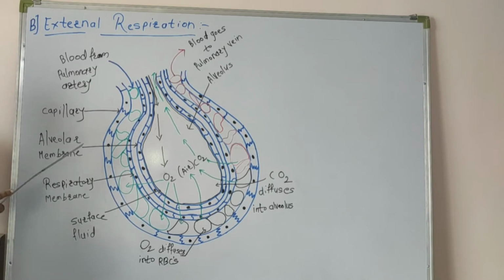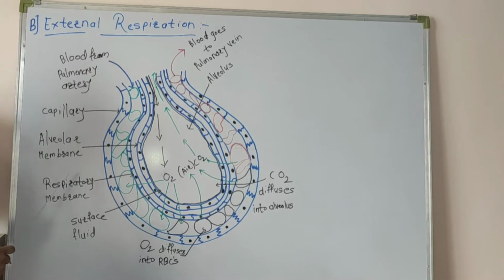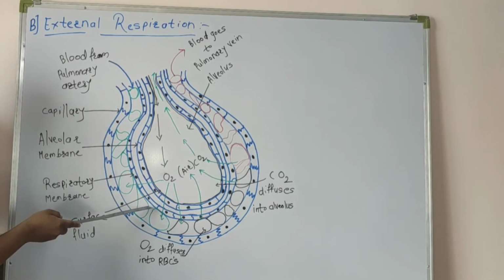The important thing in this external respiration is that when the diffusion of oxygen and carbon dioxide gases occurs, there is a higher partial pressure area and a lower partial pressure area. The gases move from the higher partial pressure to the lower partial pressure, and it will become equal at the end.